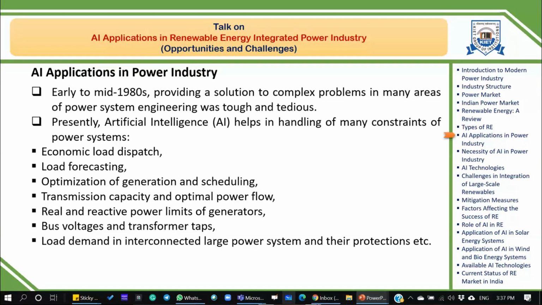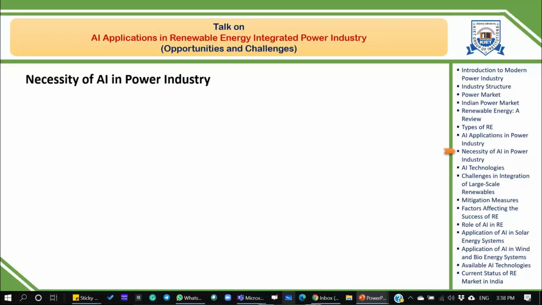Initially the conventional numerical techniques or conventional optimization techniques were used to solve these problems, but nowadays AI techniques are used to solve them. So that is the importance of AI in current power industry practices.